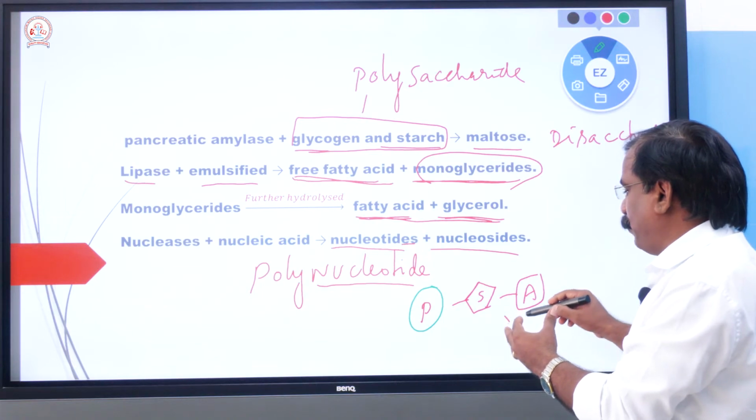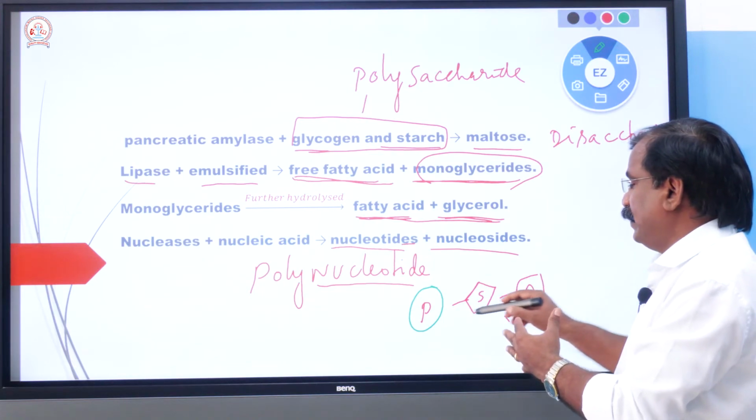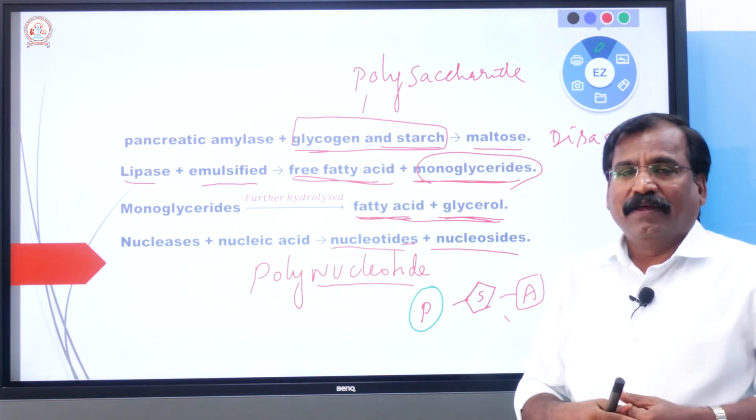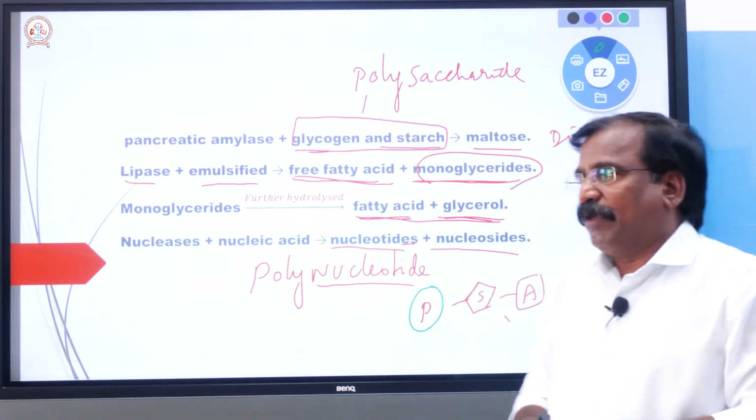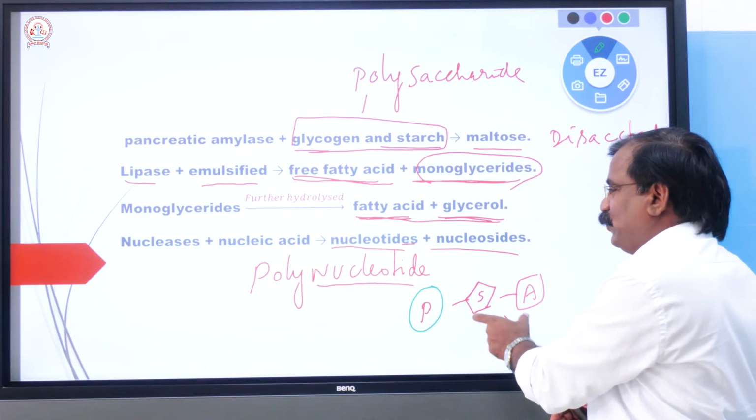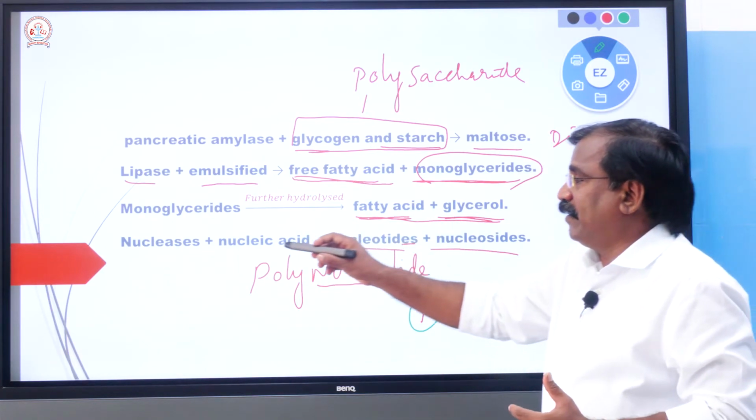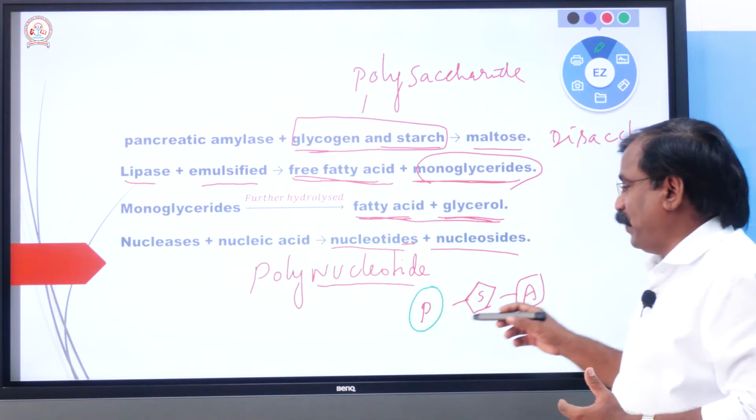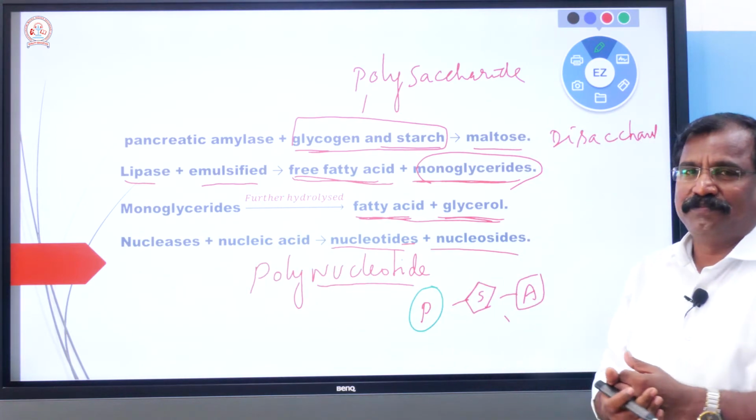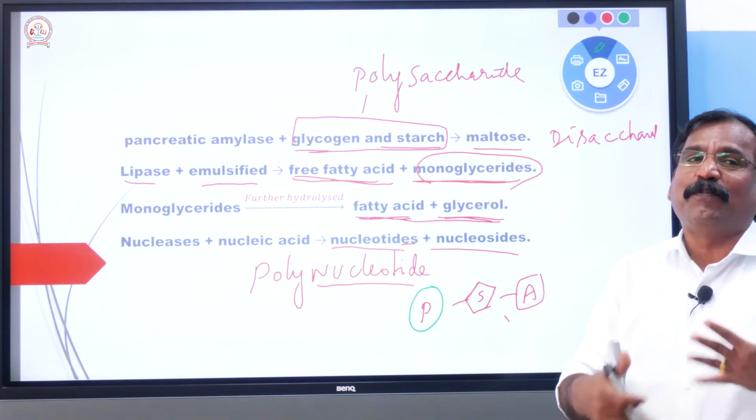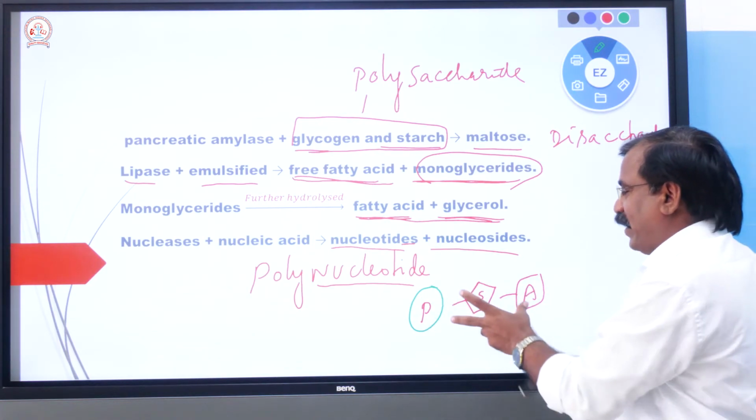This gets repeated. Many nucleotides form a long chain. That is DNA and RNA. This joining of the three is the nucleotide. Nucleases break this down, both into nucleotides and into nucleosides. So this is the nucleotide.